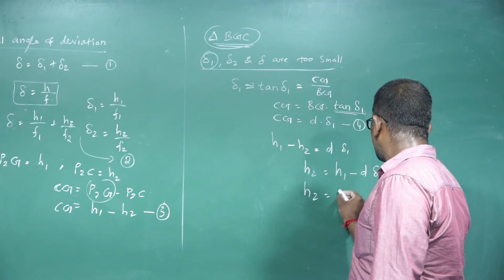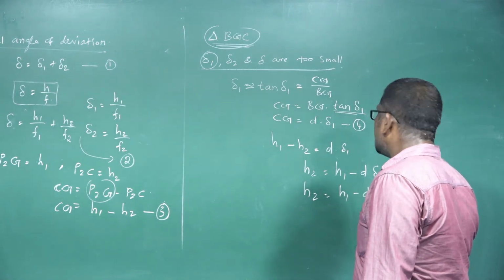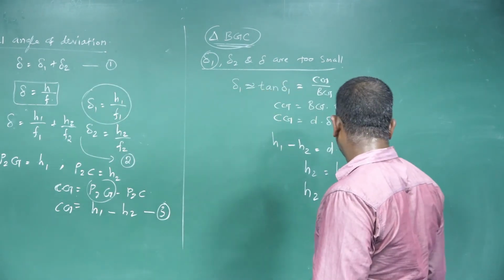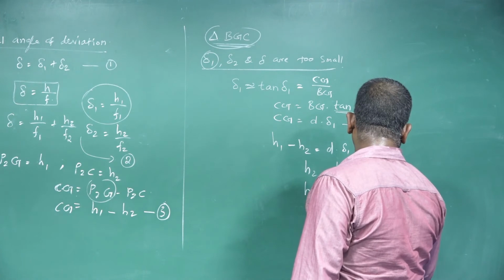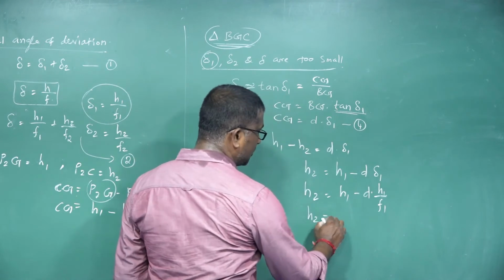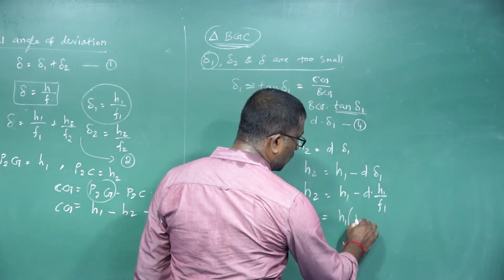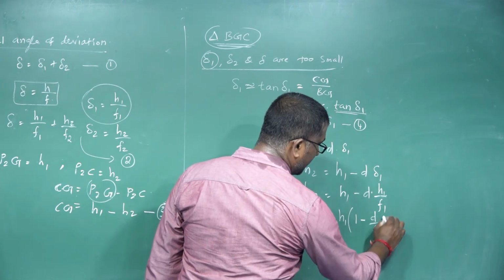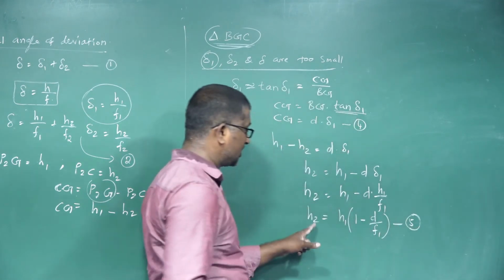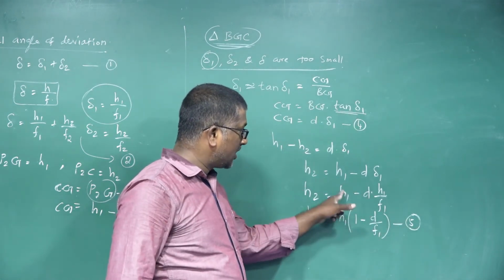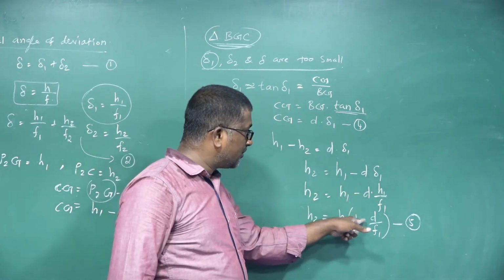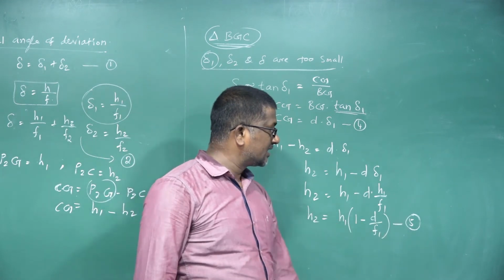Here del 1 is equal to H1 divided by F1. H1 is common, so take it outside. Therefore, H2 is equal to H1 of 1 minus D divided by F1. This is taken as equation number 5.